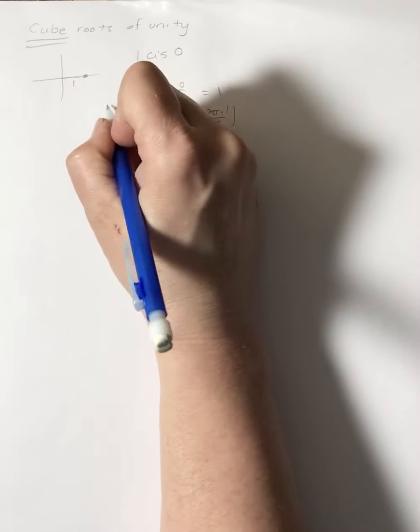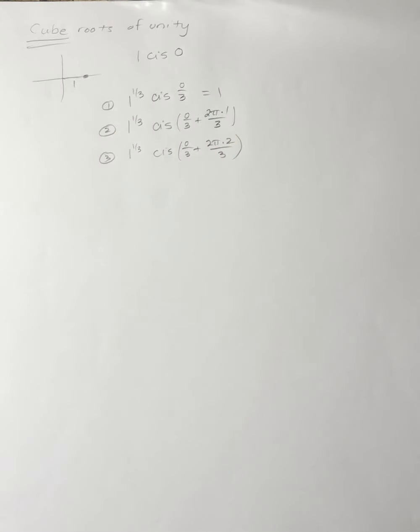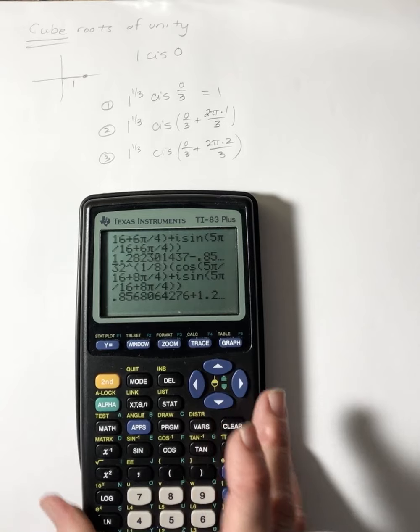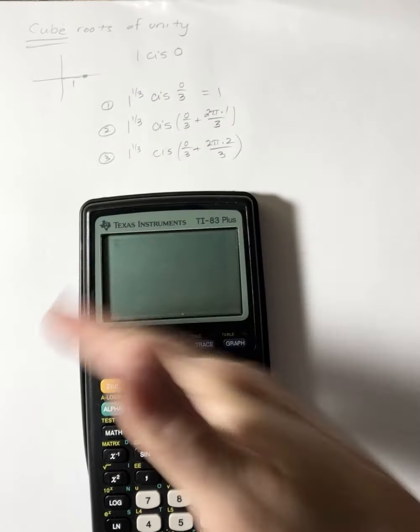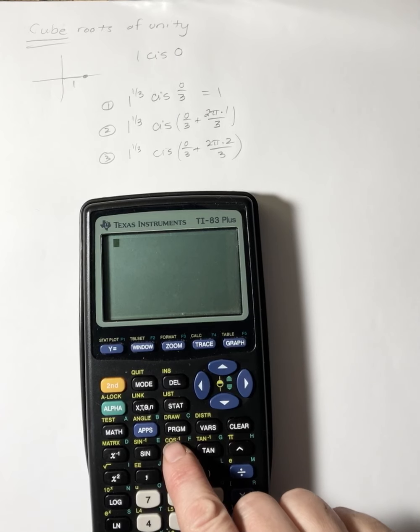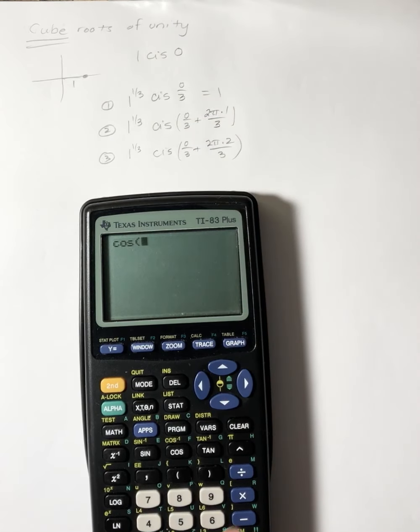Cube roots of unity, 1, 2, 3 answers. Cube root of 1 is 1. You already know one of your answers. You've had that problem numerous times in your lifetime. This is all going to be 1. I don't even have to write it out. But I'm going to do the cosine of, this is 0, so I don't have to write that out, cosine of 2 pi thirds.